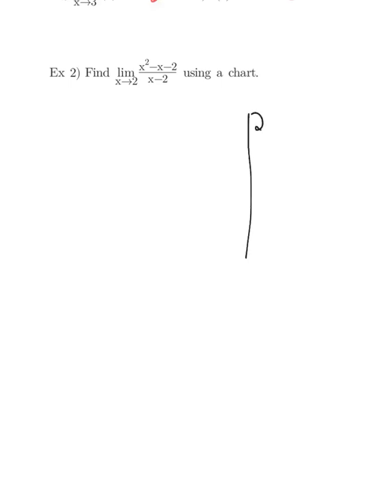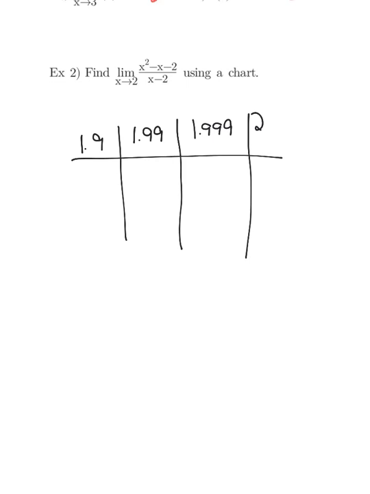So 2 is in the center. On the left side of 2, you want the number closest to 2, which would be 1.999. Then you go smaller to 1.99, and then the next one out, which would be 1.9. Remember, we don't really care what's happening exactly at 2. We just want to see what's happening in these values as we get closer and closer to 2.